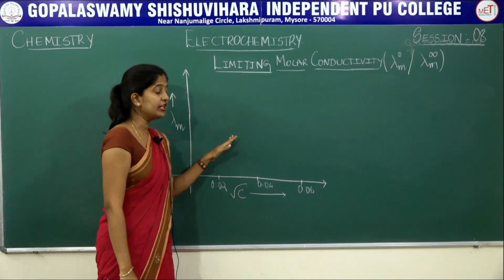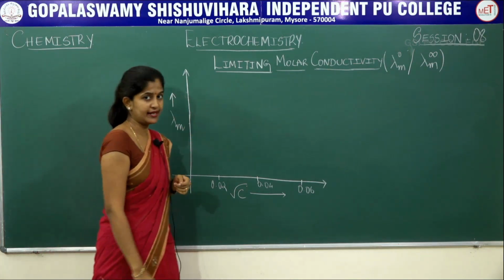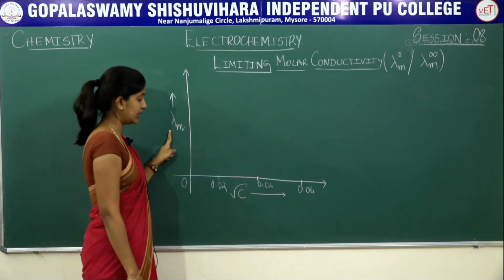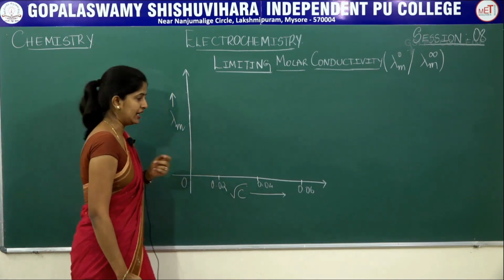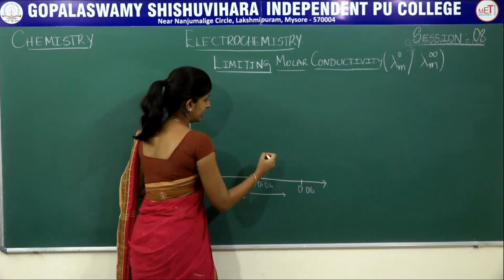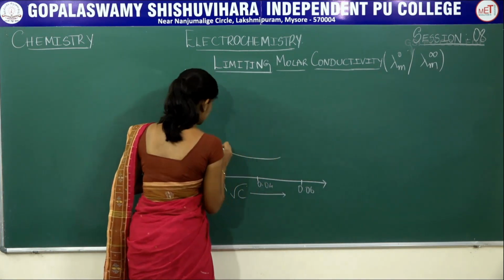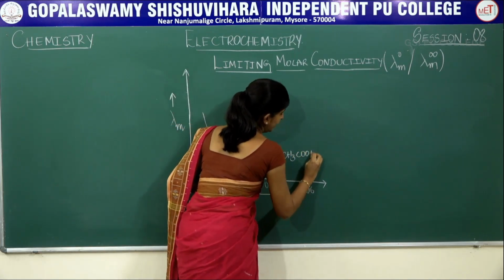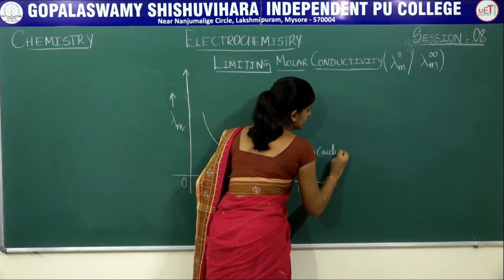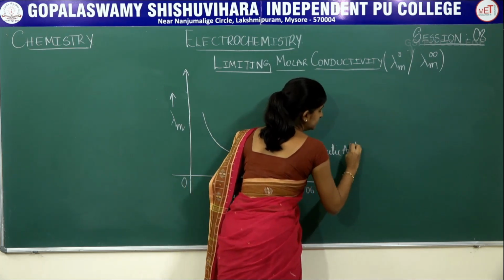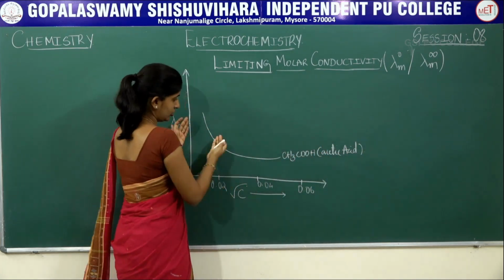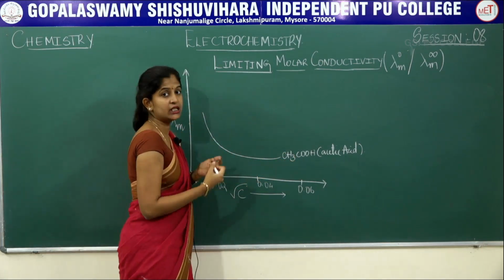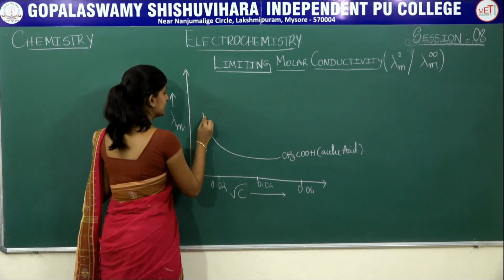The same plot, if I look at it for a weak electrolyte, as in your previous session also, if I take the same plot of lambda m, that's your molar conductivity, versus root C for a weak electrolyte, it looks like this. I am taking a plot of acetic acid, CH3COOH. The plot looks like this. You have already seen it in your previous session too. Upon increasing the dilution, the graph goes like this.